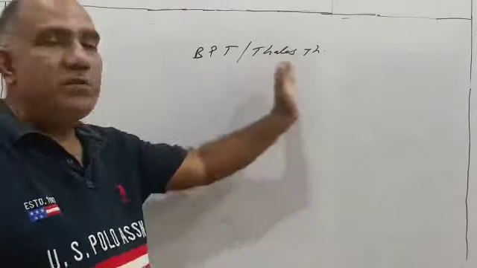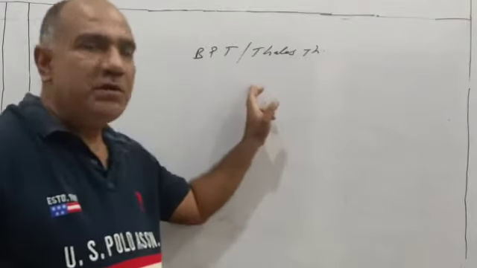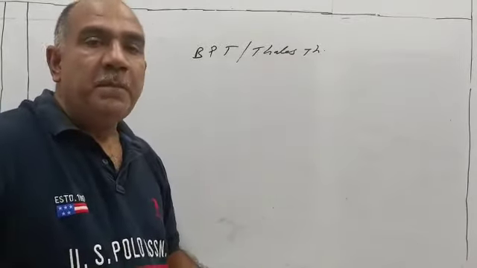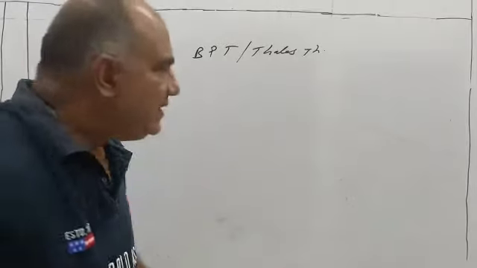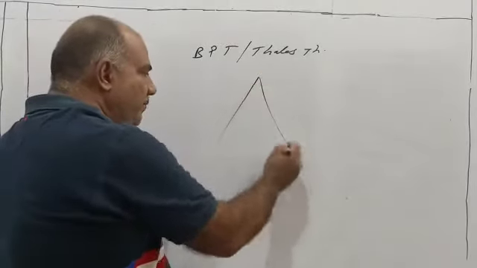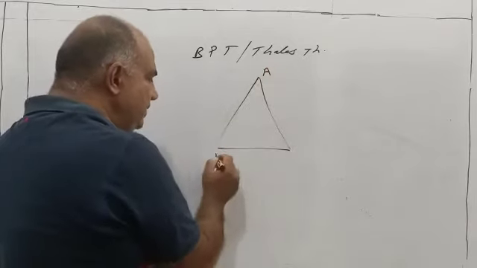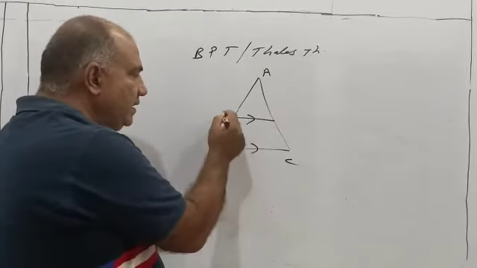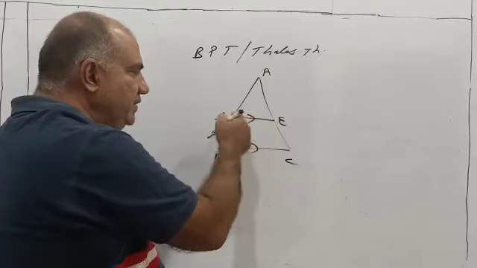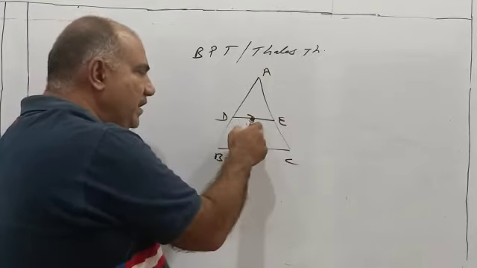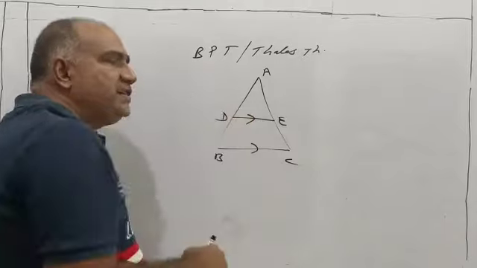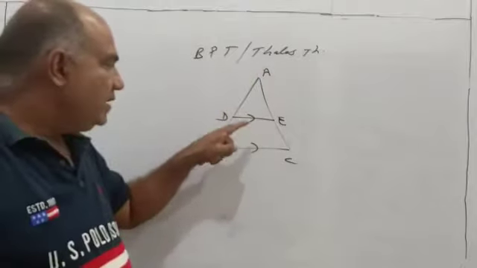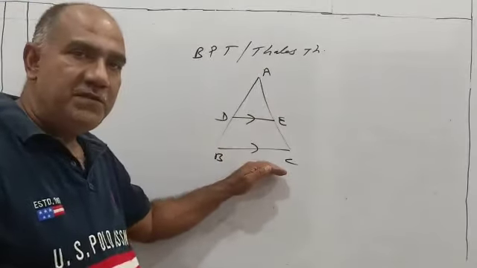The statement of the BPT or Thales' theorem, Basic Proportionality Theorem and Thales' theorem, are different names of the same theorem. And the statement of the theorem goes like this: in a triangle, let us say ABC, if a line is drawn parallel to one of its sides, intersecting the other two sides at two distinct points, then that line will divide those two sides in the same ratio.